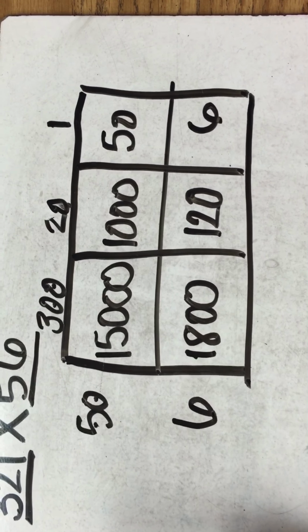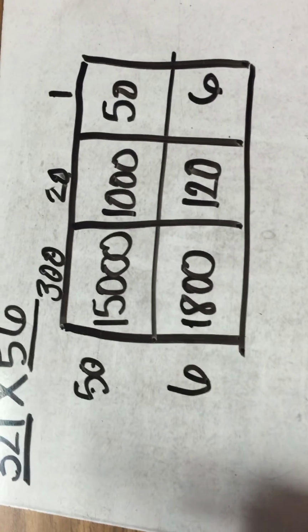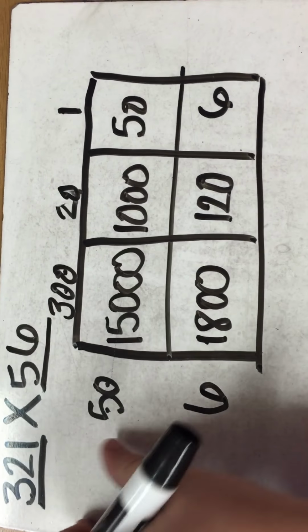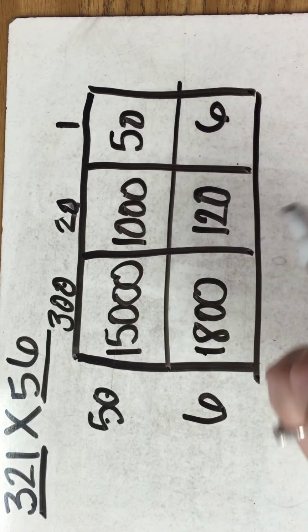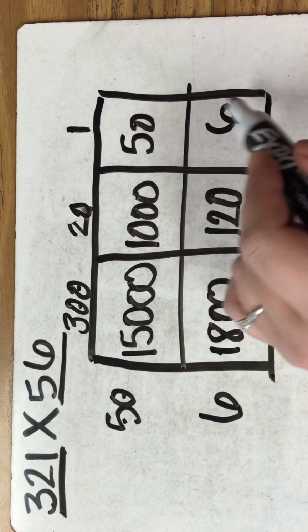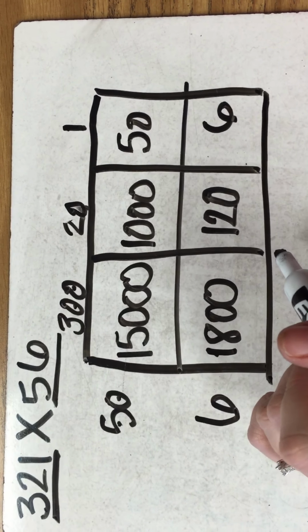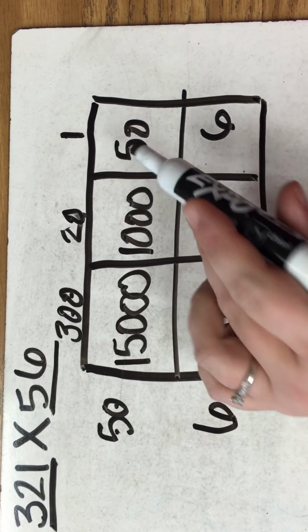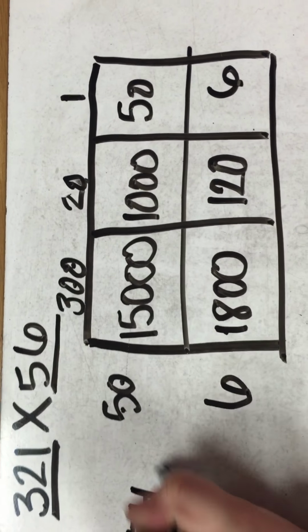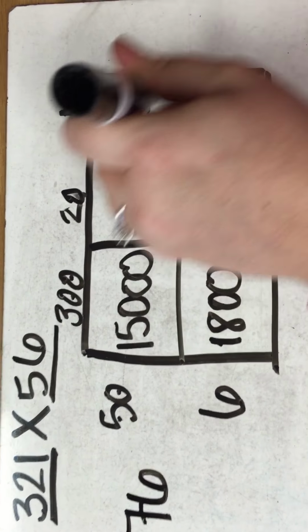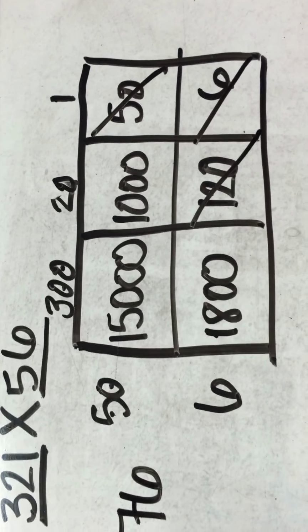Now we can combine some of these to make our lives much easier when we go to make an addition problem. So let's do 50 and 6 to make 56, and we can put 50 and 6 with 120 by saying 50, 60, 76, 176, and that takes care of 3 boxes right there.